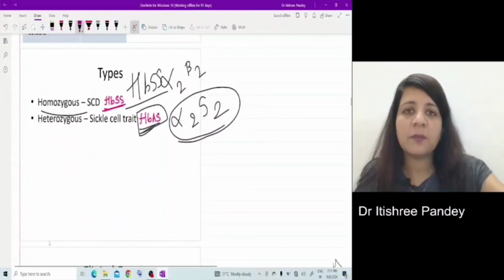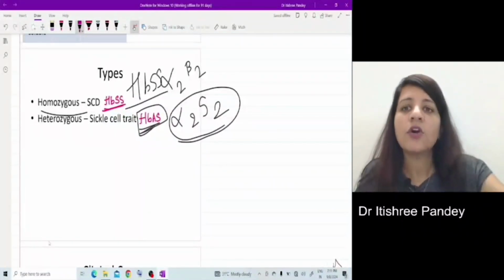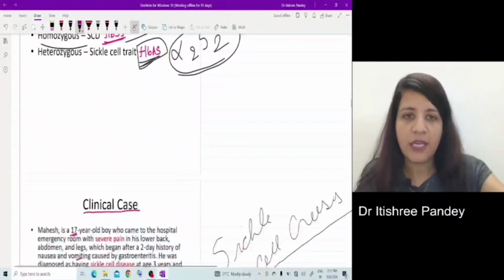This has already been explained, about the types of hemoglobin and the types of sickle cell disease, that is homozygous and heterozygous, which is represented as HbSS, and sickle cell trait, which is represented as HbAS.